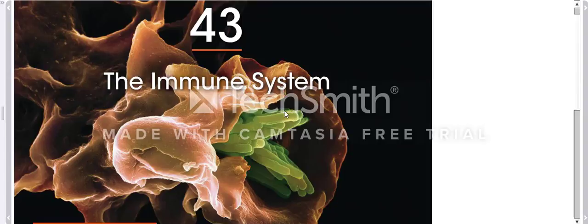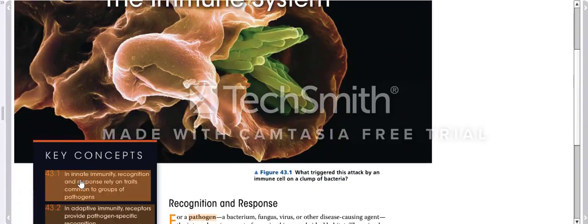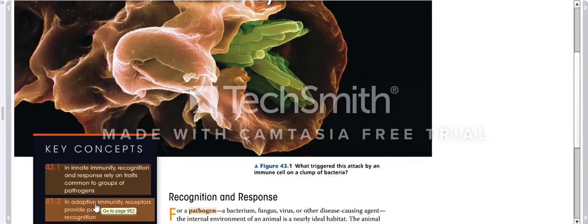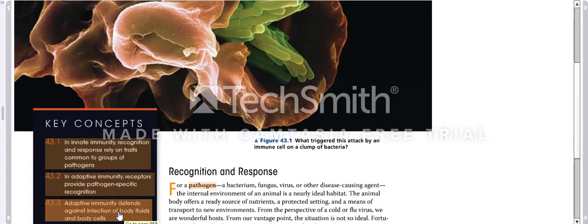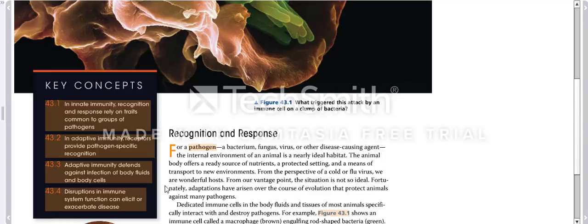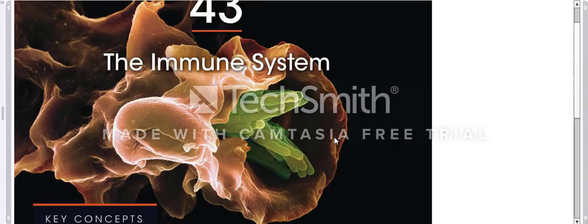So in each of the 15 to 20 minute installments of this series, I'm going to go over one of the 4 parts in chapter 43. So this first video is going to be an introduction into what's going on, and also part 1 of the chapter, which is about innate immunity in animals. As you can see right here, innate immunity. The second part is going to be about adaptive immunity and pathogen-specific recognition. After that, we're going to be talking about cellular defense against infection with bodily fluids and bodily cells. And in the 4th video, I will be talking about disruptions in the immune system. So, alright, let's just get into it. Let's get started.